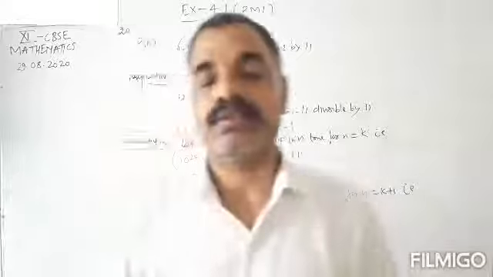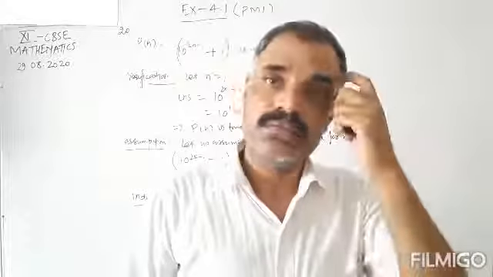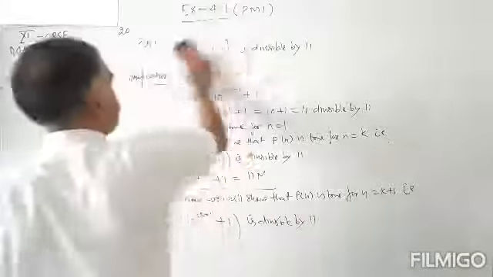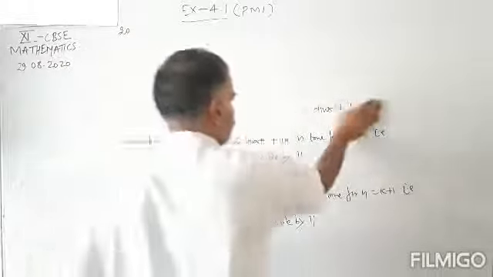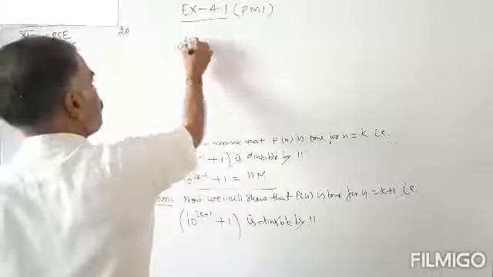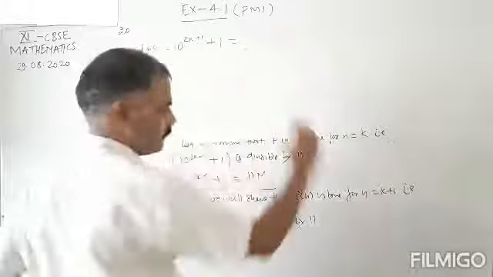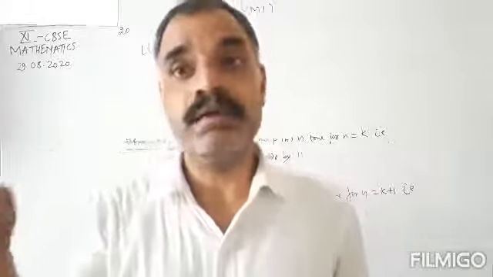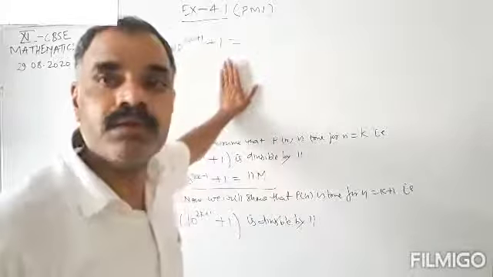So this is our target. This is our target, means now we want to show that this one is divisible by 11. So 10 to the power 2k plus 1, left hand side is equals to, this should be a multiple of 11. When it is a multiple of 11, then it is divisible by 11. Okay. So this should be a multiple of 11.